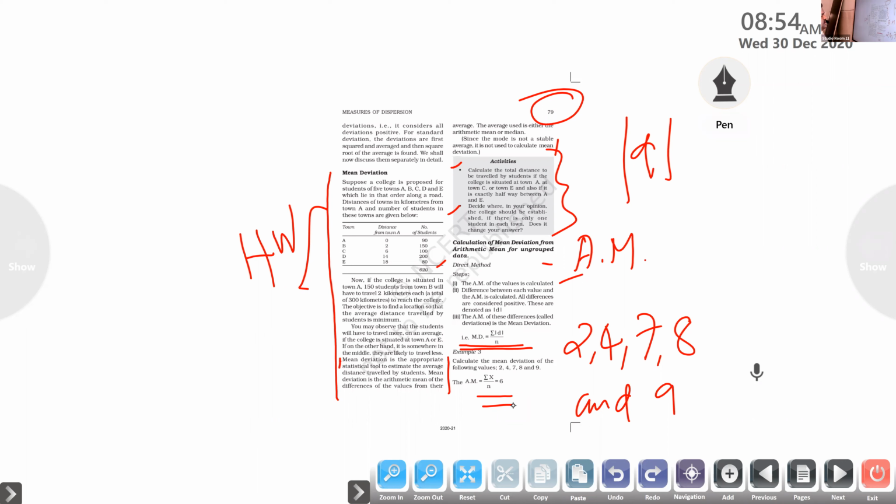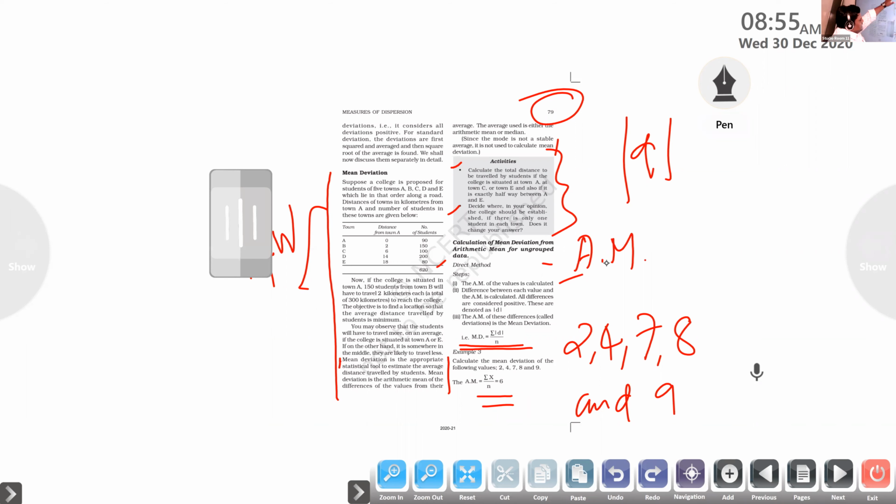Sum of all the observations here: 2 plus 4 plus 7 plus 8 plus 9. It is 30, right? Calculate. Yes, 30. 30 divided by n. N is 5. So we got a 6 here. So AM is 6.